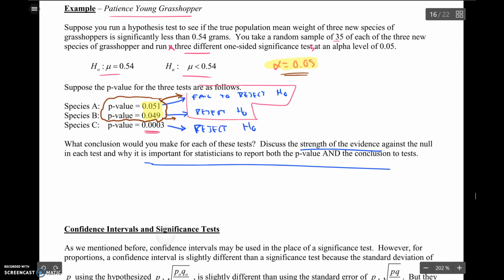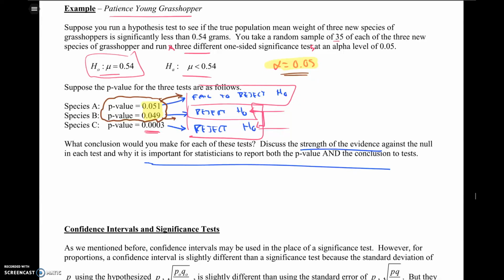Here, this one is overwhelming evidence. A p-value this small means that there's almost no way that the null hypothesis is true. And it's the same conclusion as this one here. So I guess what I'm trying to say is if you just look at the conclusion, you might think that these two tests have the same results. Well, I guess they kind of do, but they certainly have a different amount of evidence. The sample gives different amounts of evidence against that null.